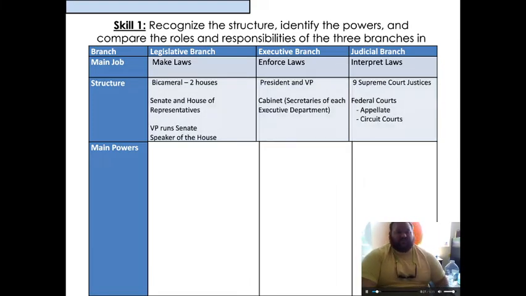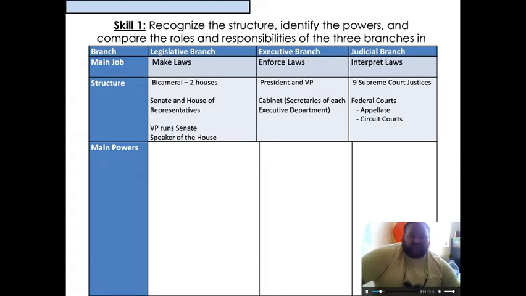So let's think first about structure. The structure of the legislative branch is bicameral, meaning we have two houses. We have a Senate and House of Representatives. The House of Representatives is run by the Speaker of the House, and the Senate is run by the Vice President. When the Vice President is not there, we have the President pro tempore, or President for a time.